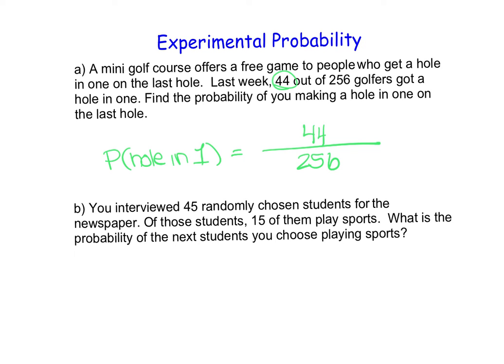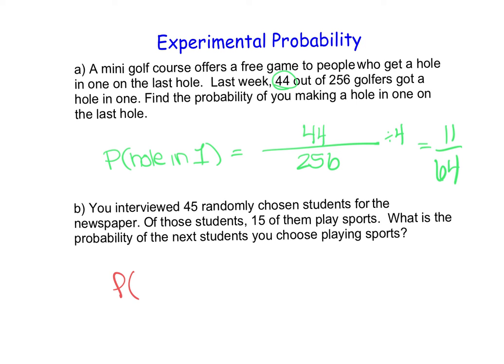Now, as I look at this fraction, I notice that it does simplify. These are both divisible by 4, and if I divide both by 4, I find that my experimental probability is 11 over 64. Now, if I look at this next example here, it says you interviewed 45 randomly chosen students for the newspaper. Of those students, 15 of them play sports. What is the probability of the next student you choose playing a sport?